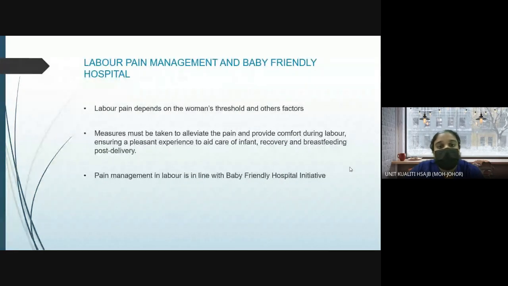Coming to labor pain management in baby-friendly hospital, labor pain depends on the woman's threshold and other factors. Measures must be taken to alleviate the pain and provide comfort during labor, ensuring a pleasant experience to aid care of the infant, recovery, and breastfeeding post-delivery. Pain management in labor is in line with the baby-friendly hospital initiative.